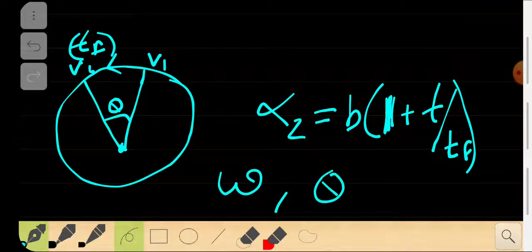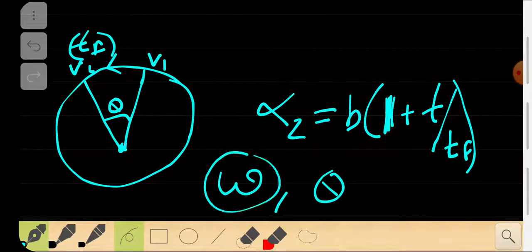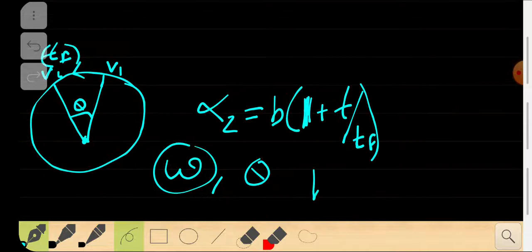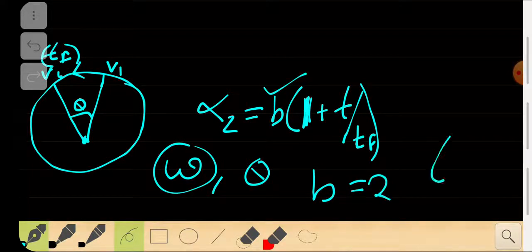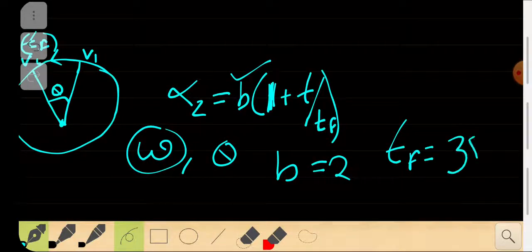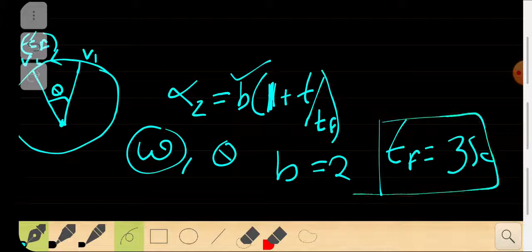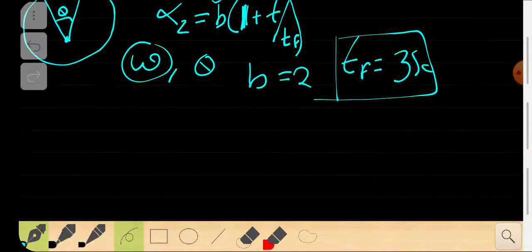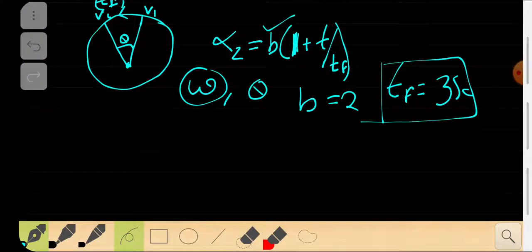What is the angle here, what is the angular velocity during this motion, and we are given b, which is a constant here, so b is equal to 2. Okay, and t final is 3 seconds. So we need to find out what happens to the velocity and acceleration after 3 seconds. So that's the question. Okay, I hope you understood that.